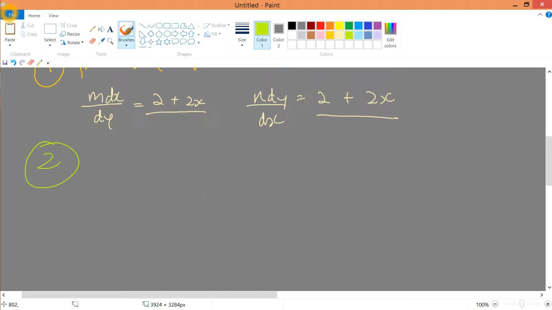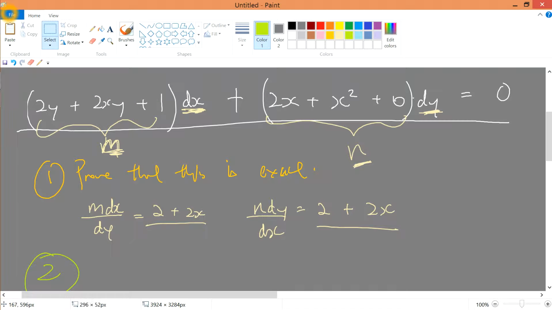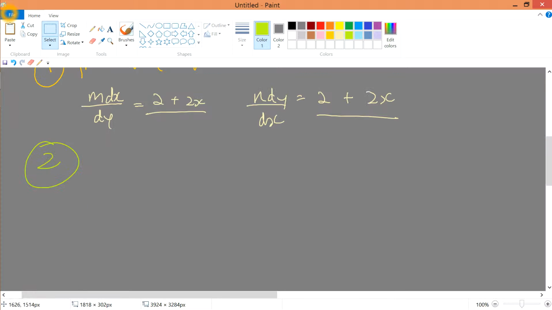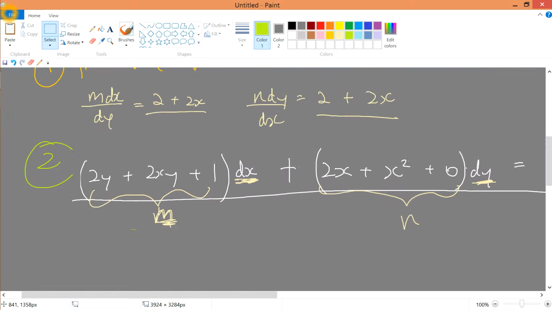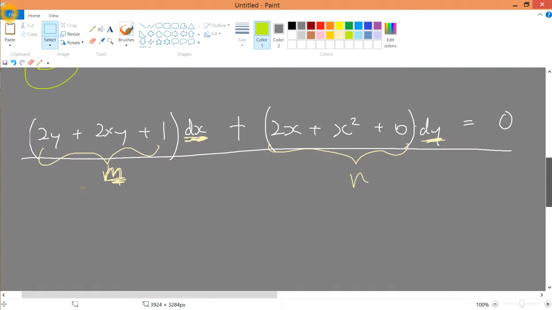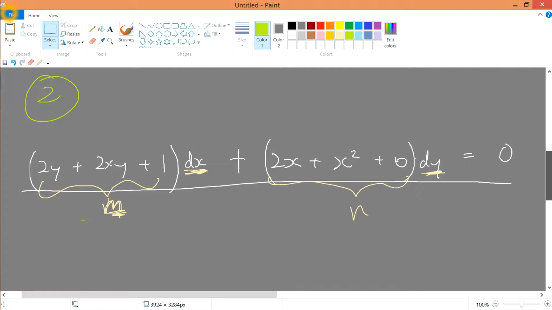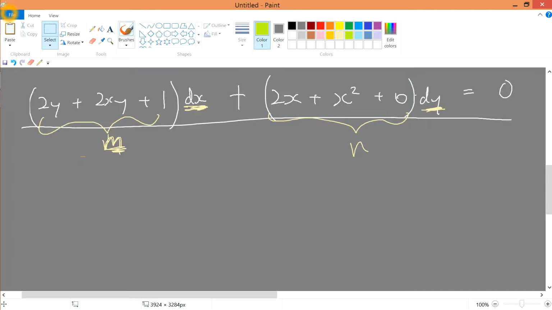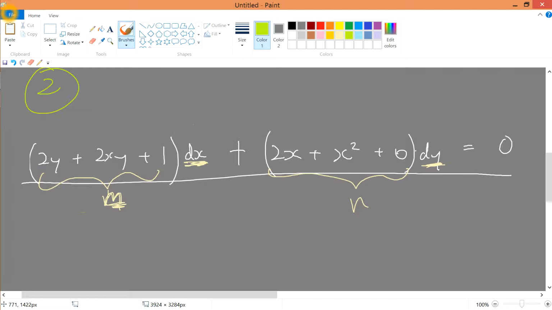I'll just copy this whole chunk over here and paste it over here. Okay, so this is step 2. Step 2 is what we're going to do now, which is to integrate. Let's just write it down as integrate.